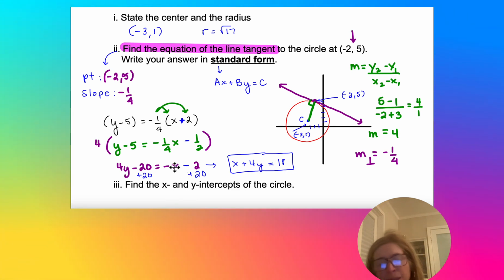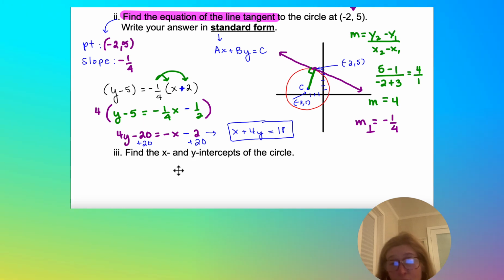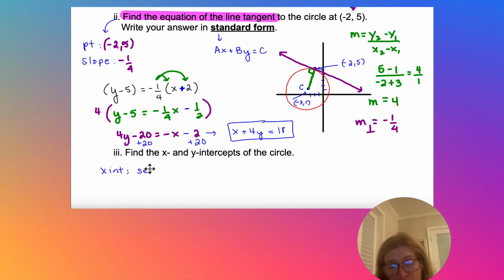Point slope is the easiest one for me, and that's just what I use all the time, because when you get to calculus, you could leave equations in point slope form. All right, to find the x and y intercepts, to remind you, to find the x-intercept, you set y equal to 0 and solve for x. And to find the y-intercept, you set x equal to 0 and solve for y.